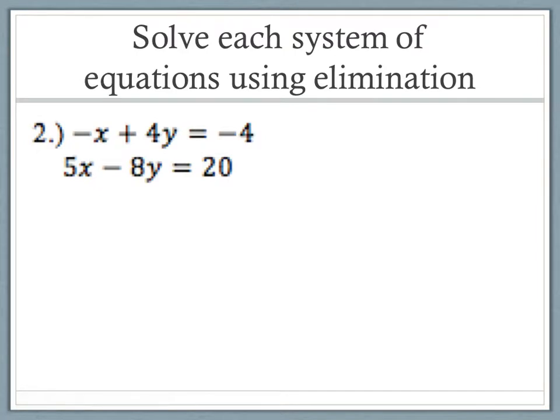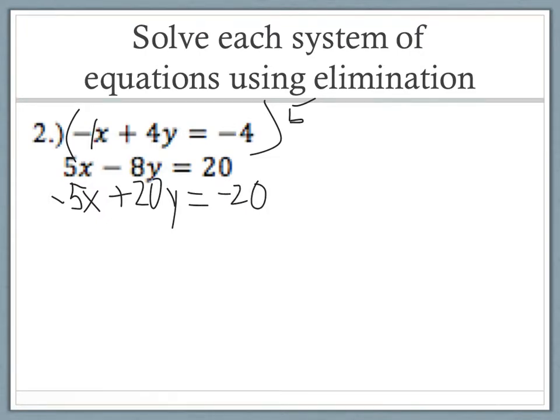Now if I look at this one, my x's don't have the same number, and my y's don't have the same number. So I need to get one of them to have the same number. It doesn't really matter which one we look at. Sometimes it's just whatever one's easier. So since this is technically a negative 1x, I'm going to multiply this whole top equation by 5. The reason why I pick 5 is because then it'll end up having a negative 5x, and then 5 times 4 is 20y, equals 5 times negative 4 is negative 20.